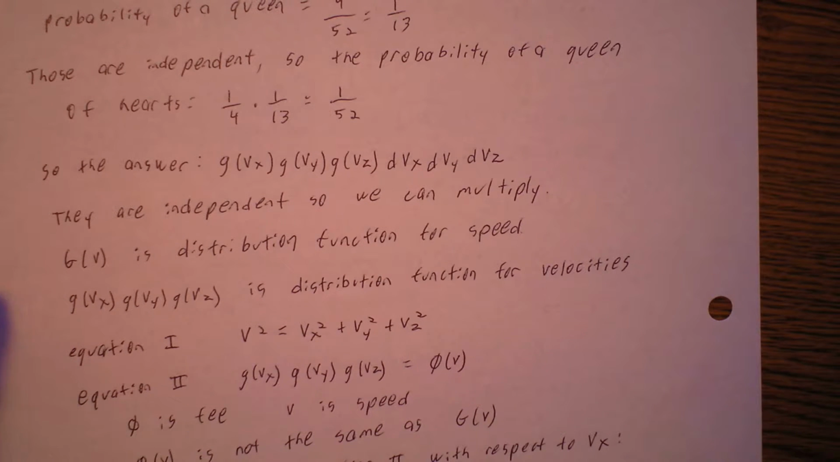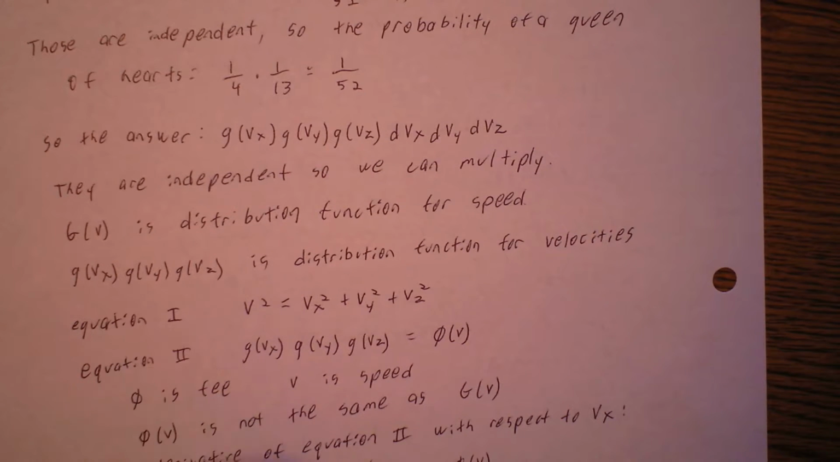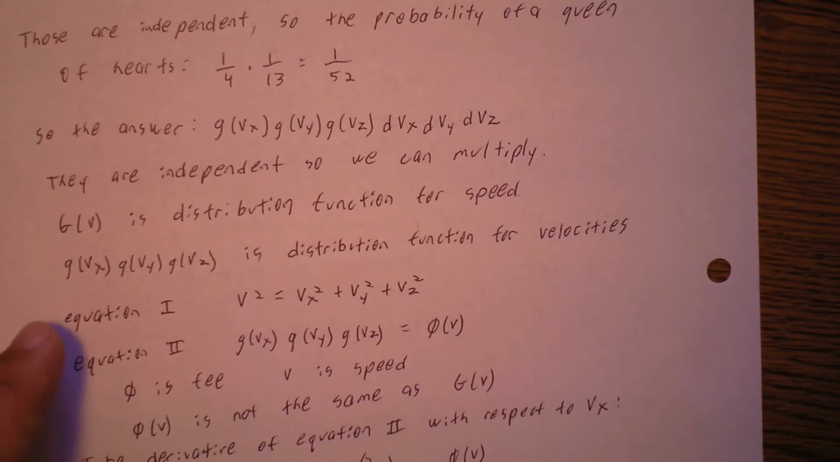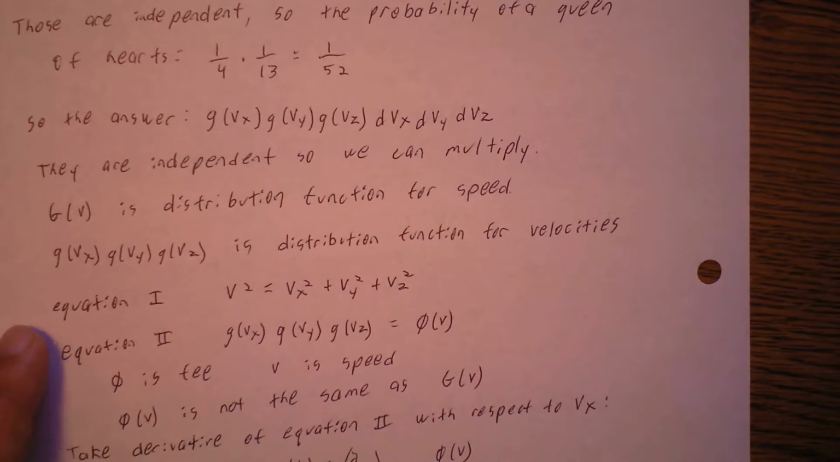Now remember, capital G of v is the distribution function for speed. This multiplication we just did, that's the distribution function for velocities. Remember, velocity is a vector, speed is a scalar. We're talking about two different things. Of course, they're going to be related, and we'll see how later.